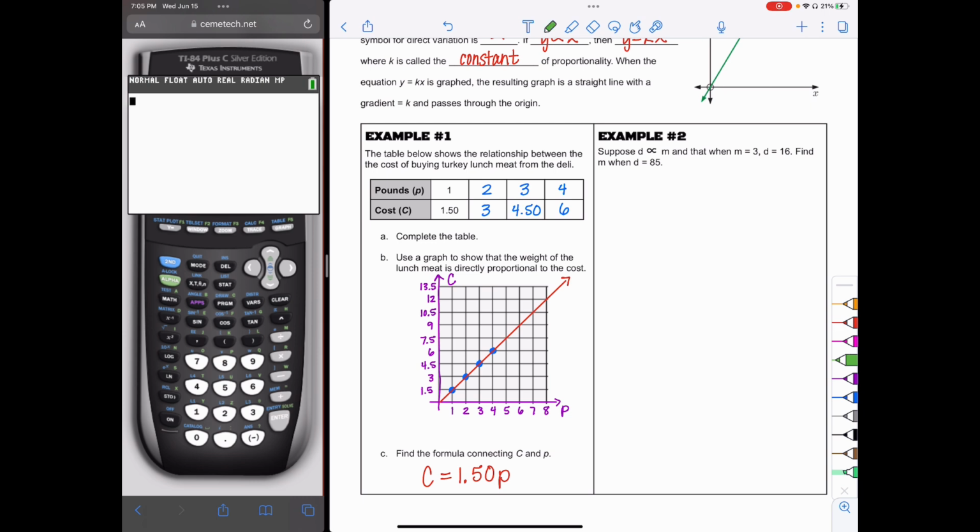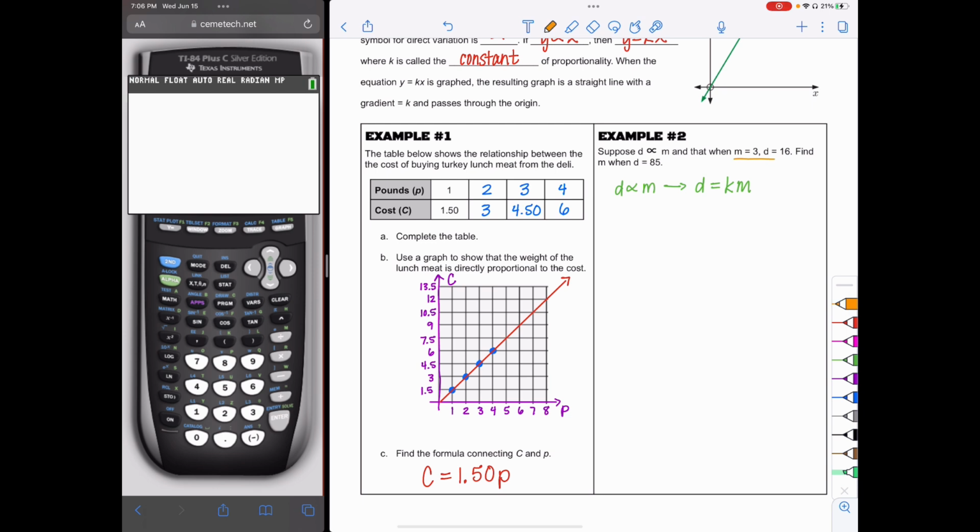If I know that D is directly proportional to M, I know that my resulting equation is going to be D is equal to K times M. So it tells me that when M is equal to 3 and D is equal to 16, they want us to find M when D is equal to 85. Well, the first thing that I need to understand here is I may know what M and D is, but the important part of this problem is that I need to know what K is. What is the constant of proportionality? What am I multiplying by each time? So I'm going to use that information.